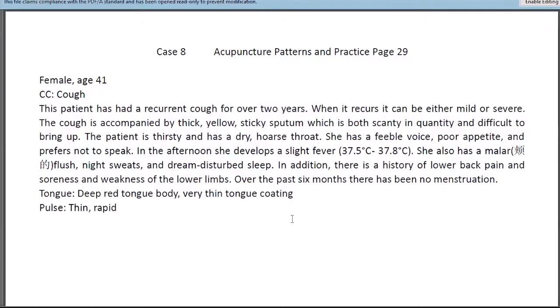So the diagnosis name for this one. The name. Cough, yes. Yeah, cough. There's a little blood here. The pattern. What's your pattern? Lung yin deficiency, yes. Lung yin deficiency. Yeah, that's the pattern of the lung.